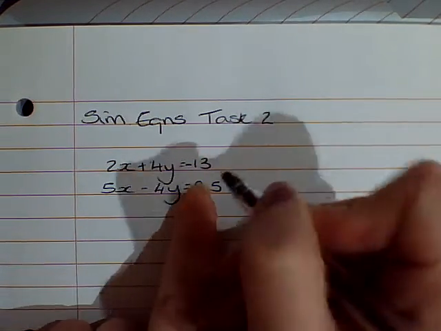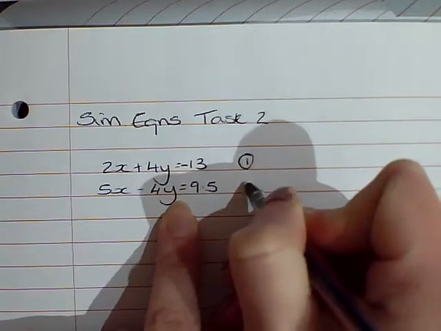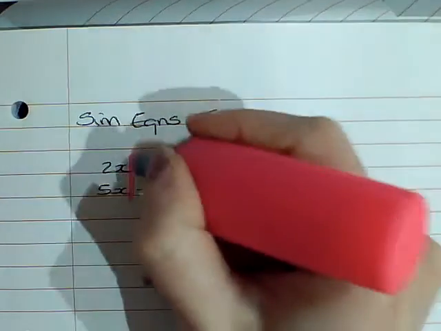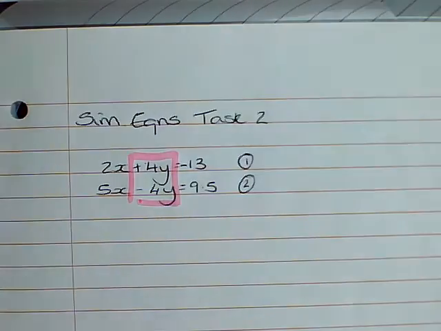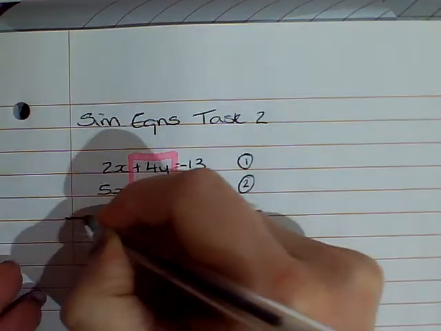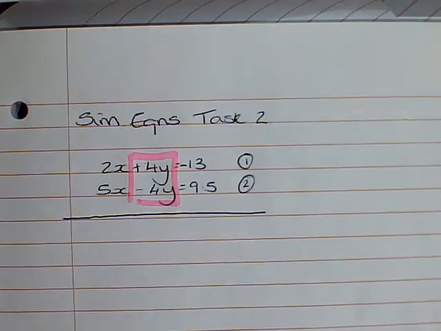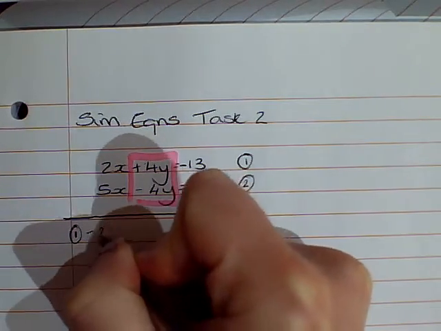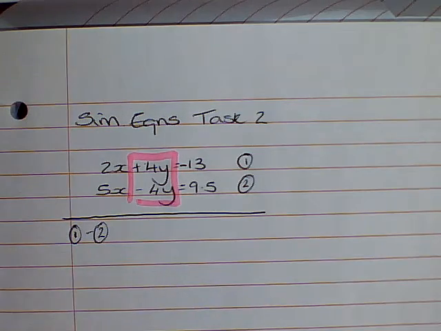So we'll label the first equation equation 1 and the second equation 2. We want the same start. We wish for these terms to be the same, and they are the same. They are both 4y. So I can move on to the next step. Now usually we would do equation 1, take away equation 2. But that is going to provide me with a problem.